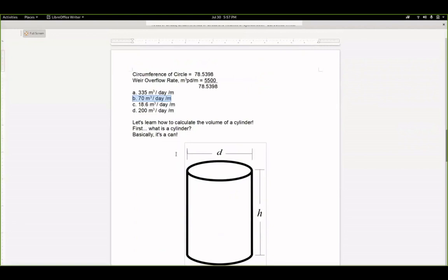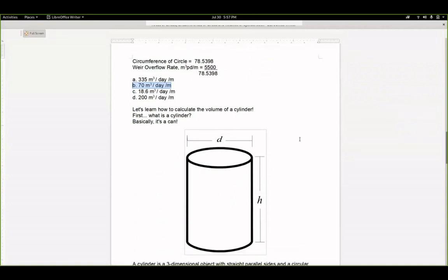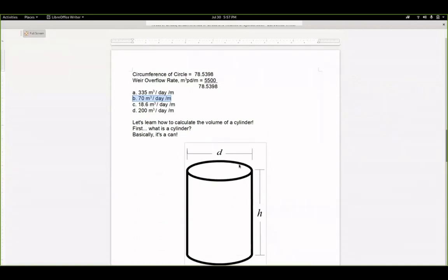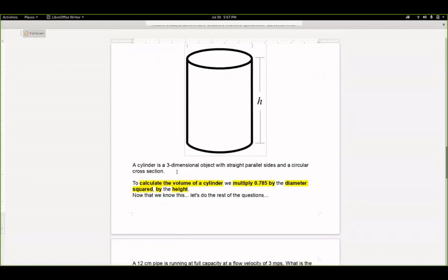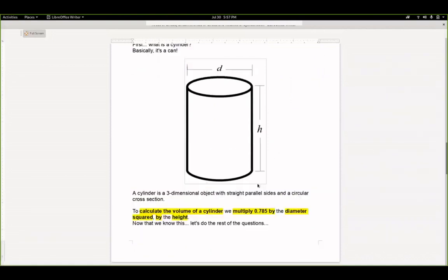So let's learn how to calculate the volume of a cylinder. So first, what is a cylinder? Well, basically it looks like a can. There's a circular bottom, and then it has parallel sides that go up or down, however we want to think about it, the distance of the height of the cylinder. So a cylinder is a three-dimensional object with straight parallel sides and a circular cross section.